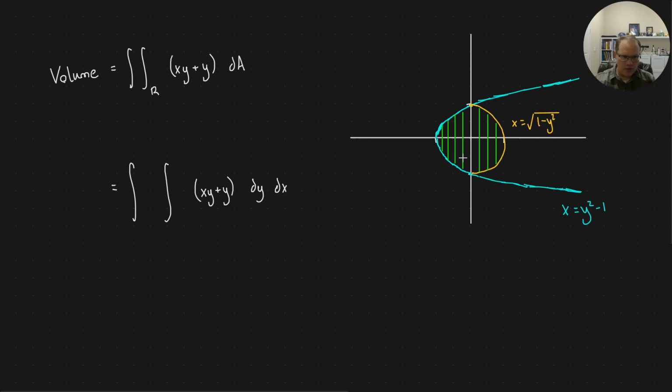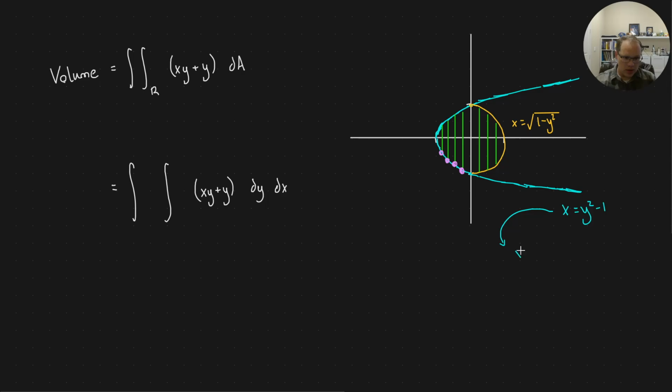So for each one of these slices on the left half, they start with the bottom half of the parabola. Now the parabola is x equals y squared minus 1. That's written as x equals something. I would need it as y equals something since I'm integrating with respect to y, right? So let's take this and rewrite it in terms of y.